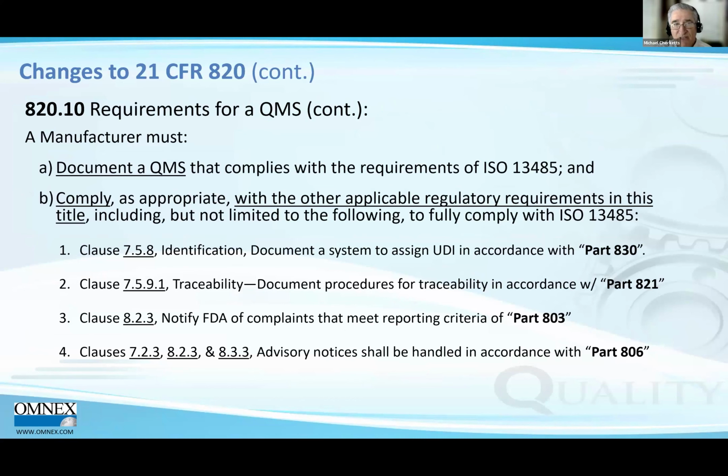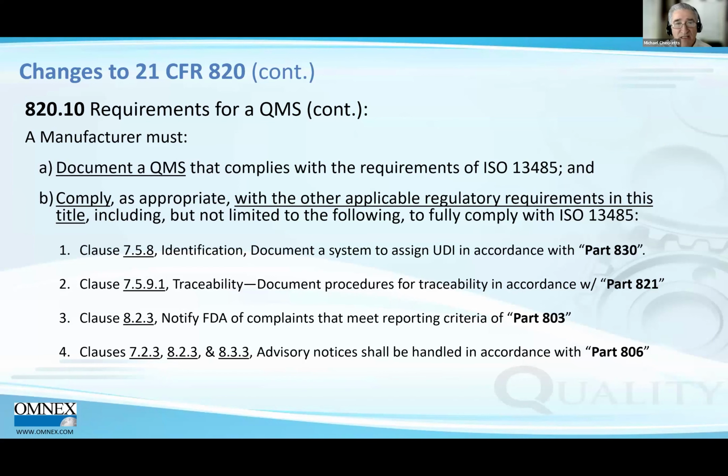820.10, requirements of a QMS. A manufacturer must document quality management system requirements that comply with the requirements of 13485. It's not a conformance any longer, it's a compliance. Compliance is legal, conformance is voluntary. Comply as appropriate with other applicable regulatory requirements in this title, which include, but are not limited to, the following, to fully comply with 13485.